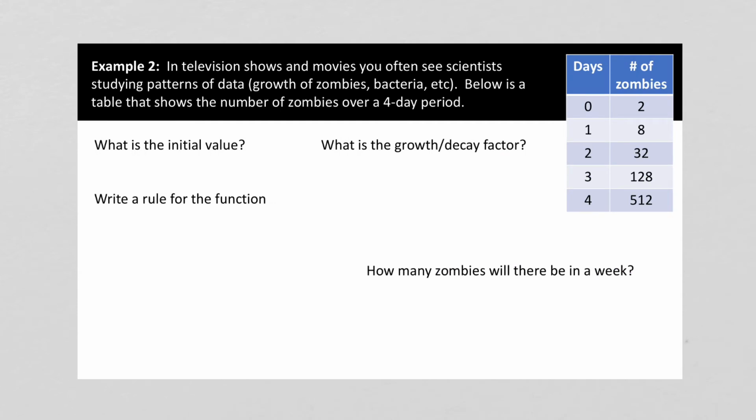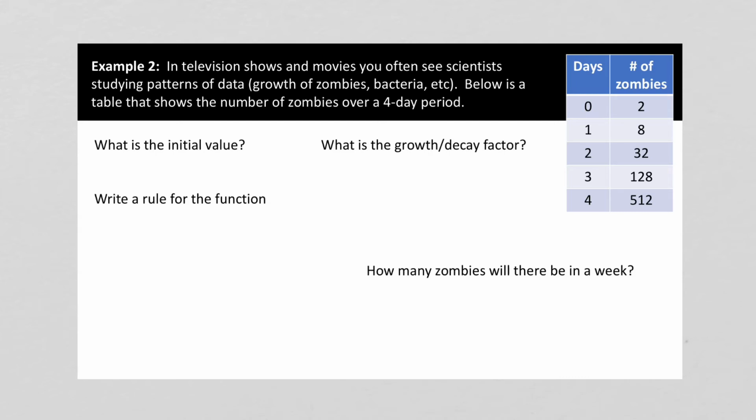The next example says, in television shows and movies, you often see scientists studying patterns of data, like growth of zombies, bacteria, etc. Below is a table that shows the number of zombies. This is what this book picked, not me, over a 4-day period. As we can see, we are getting exponentially more zombies. On day one, the initial day, there were only 2. After the first day, there's 8, then 32, 128, and 512. That's a lot of zombies.